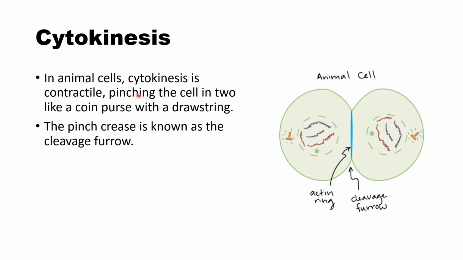So, in animal cell, cytokinesis is contractile. So, it will pinch the cell into two like a coin purse with a drawstring. Sa cytokinesis dito, diba, isang cell lang to, pero during cytokinesis na, parang ipipinch niya dito sa middle part, na parang coin purse pulled down with a drawstring. So, the pinch crease is known as the cleavage furrow. So, basically, ito na yung isang new cell, ito na rin yung isang new cell na nanggaling doon sa iisang cell lang during the start of the mitosis.